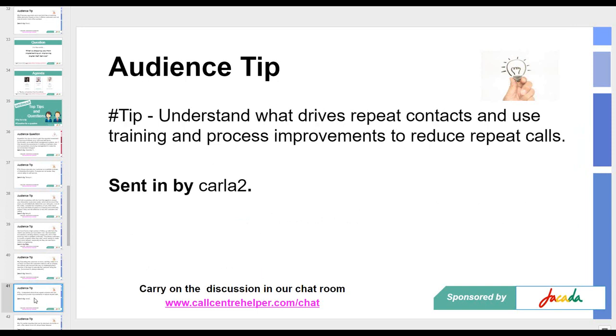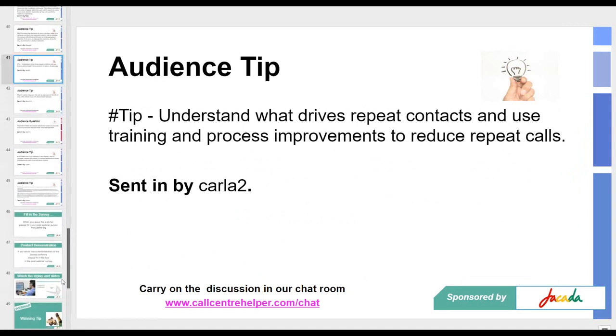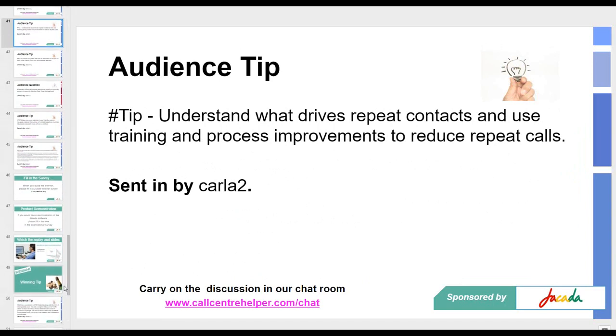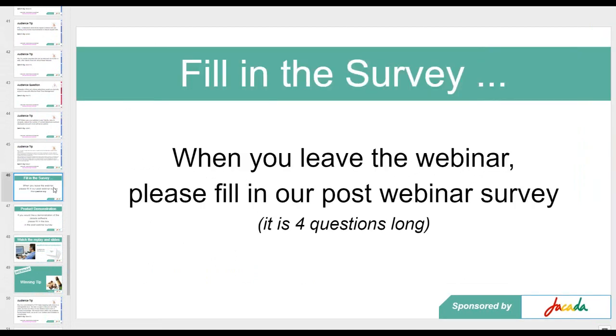We've got time for one more tip. Understand what drives repeat contacts and use training and process improvements to reduce repeat calls. So, Rich, I guess that repeat contact resolution, first contact resolution, reducing repeat contacts is quite a key strategy. This is it. If customers are contacting you in large volumes about a specific issue or a set of related issues, then let's find a way to automate that issue to empower customers to help themselves. Let's utilize an understanding of disposition codes and chat transcripts to understand what those problems are and resolve them.